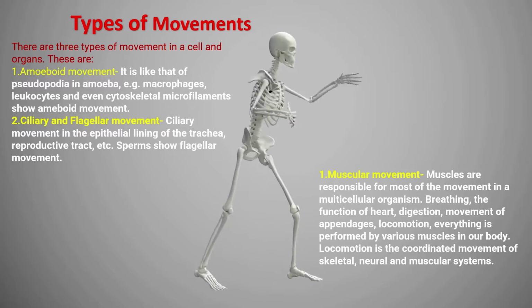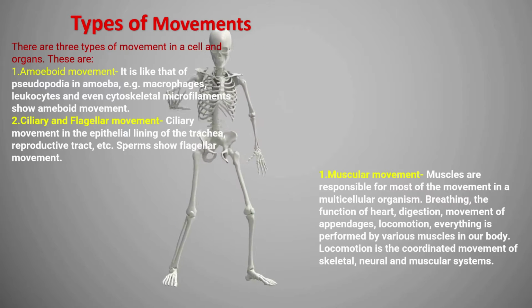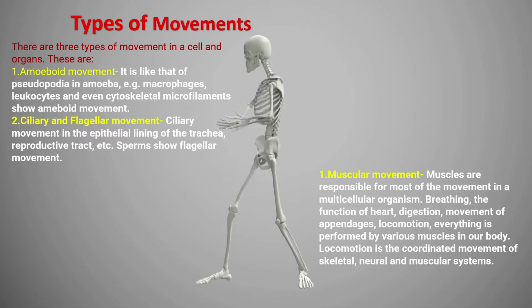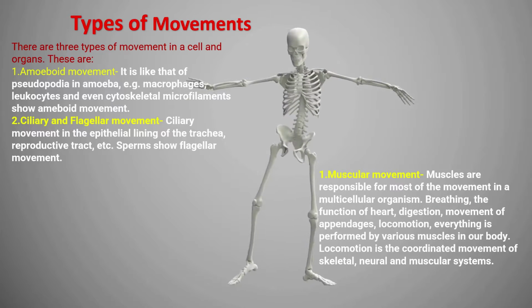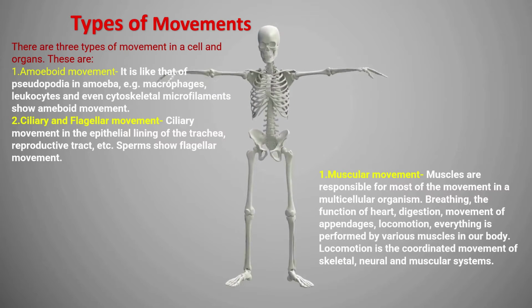Types of movements. There are three types of movement in cells and organs. Amoeboid movement is like that of pseudopodia in amoeba, for example, macrophages, leukocytes, and even cytoskeletal microfilaments show amoeboid movement. Ciliary and flagellar movement: ciliary movement occurs in the epithelial lining of the trachea, reproductive tract, etc. Sperms show flagellar movement. Muscular movement.